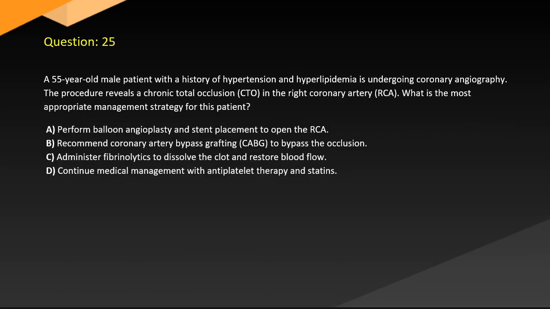Question 25. A 55-year-old male patient with a history of hypertension and hyperlipidemia is undergoing coronary angiography. The procedure reveals a chronic total occlusion (CTO) in the right coronary artery, or RCA. What is the most appropriate management strategy for this patient?